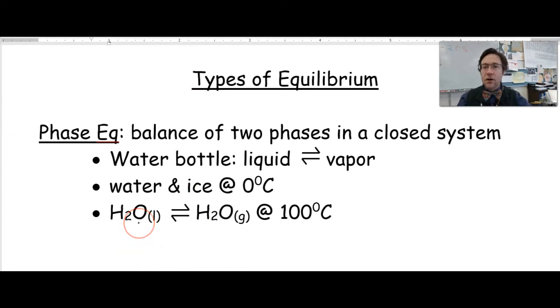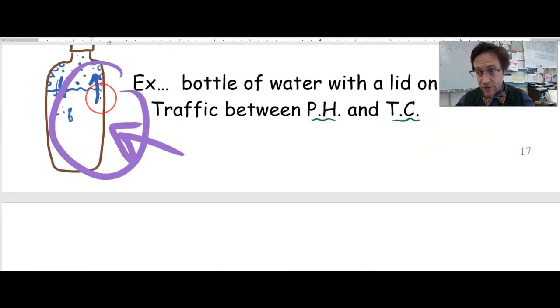Okay, so look, there are a few different kinds of equilibrium we are going to look at. The first one is phase equilibrium. This is a balance of two phases in a closed container. Like this example that they love to show because it's phase equilibrium: liquid water and water vapor, right?